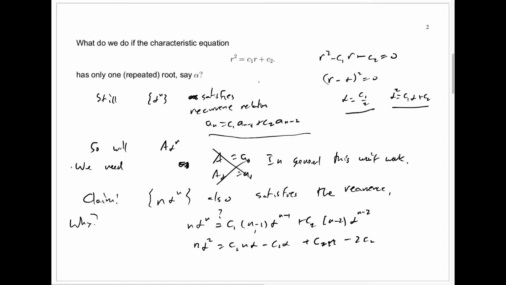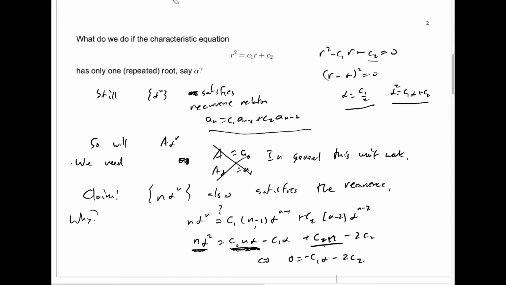Well, alpha was the solution to the characteristic equation. So we know that n alpha squared is actually equal to c1 n alpha plus c2 n. That's just the equation that says alpha squared is c1 alpha plus c2 all multiplied by n. So we know that this term on the left is equal to the sum of these two terms. So this whole equation will be true exactly when 0 equals c1 alpha minus 2 c2.